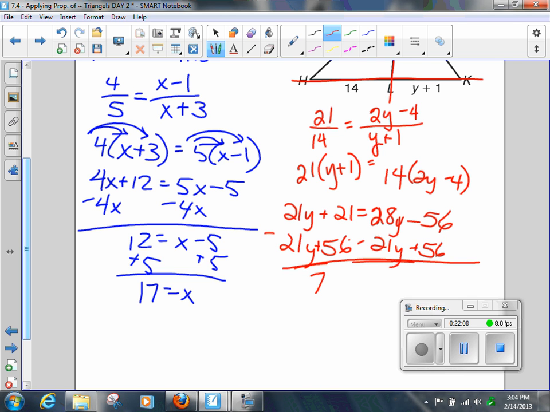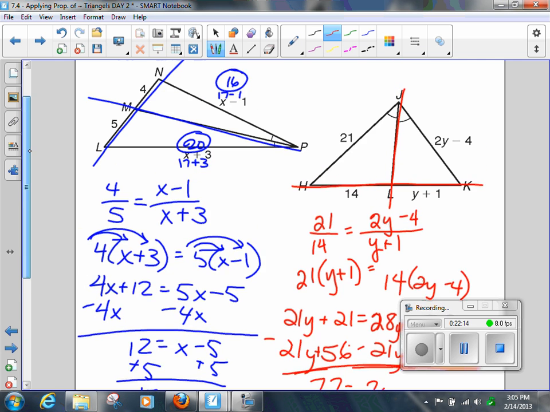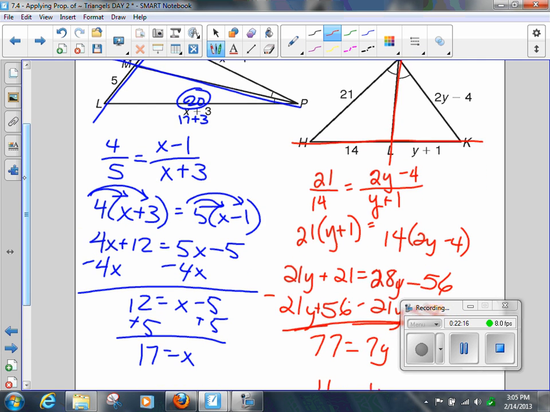And then we get 77 is equal to 7y. Y is 11. And then plug that back in there. 11, 22 minus 4 is 18, and 12. How many of you had that? Hands up if you got both of those. Okay. Now, here's the thing.